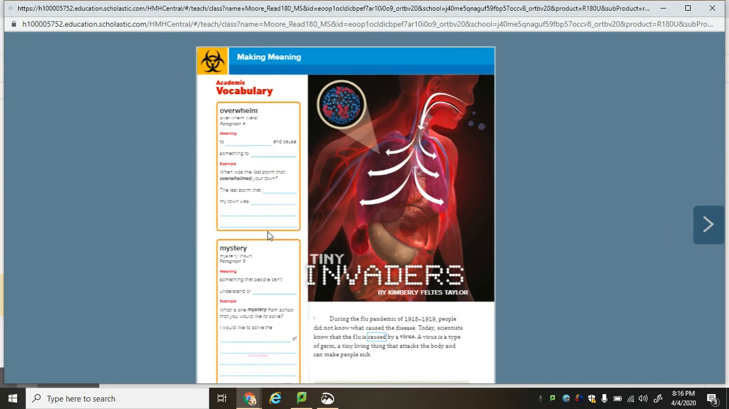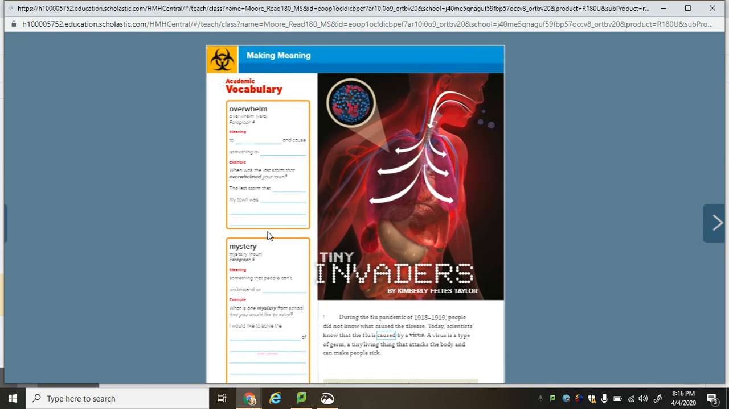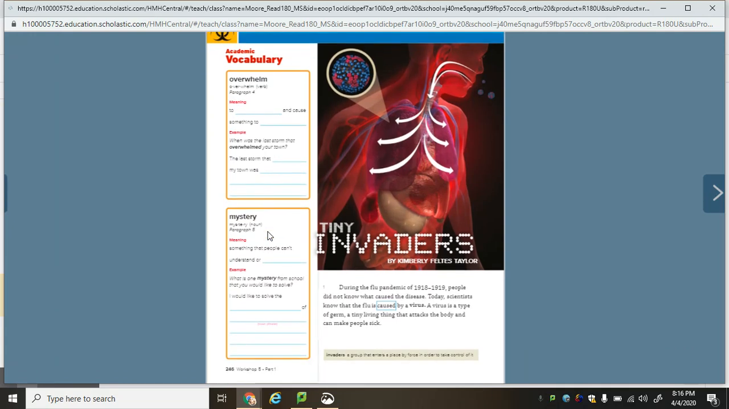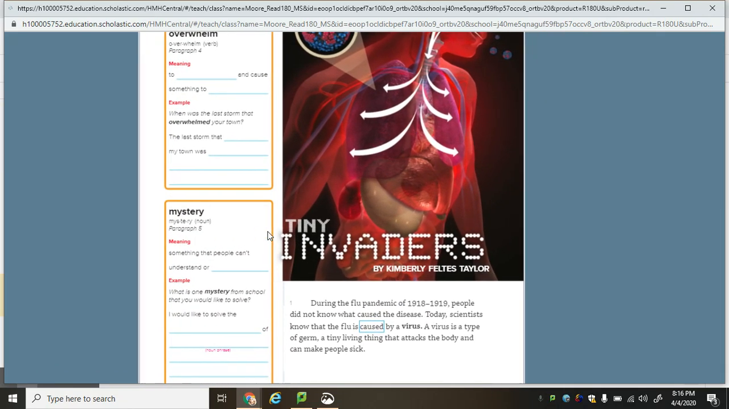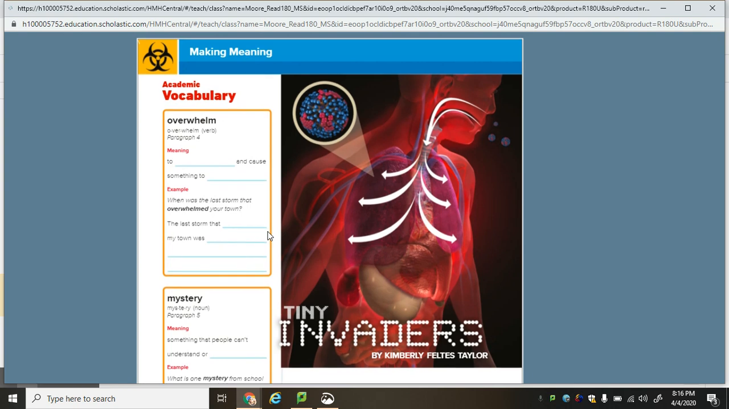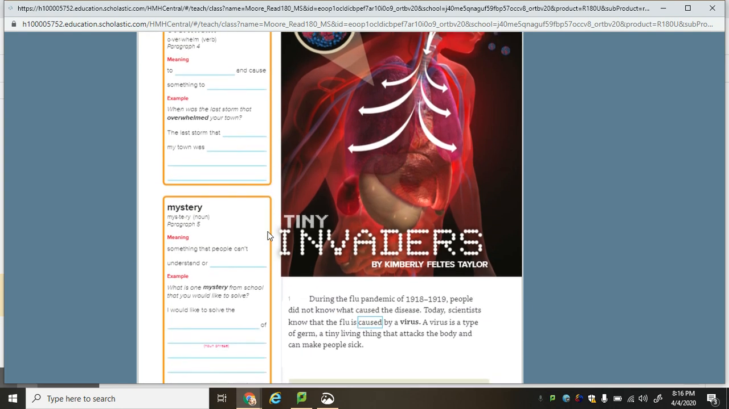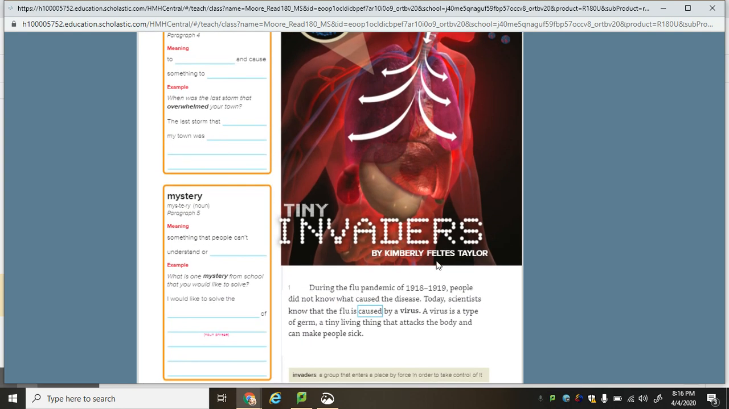The 2 pages of Tiny Invaders. As we read, if you're doing the pre-recorded session, you can go ahead and pull up the Google form and fill this out. Okay, so Tiny Invaders, this is a magazine article by Kimberly Feltz Taylor.